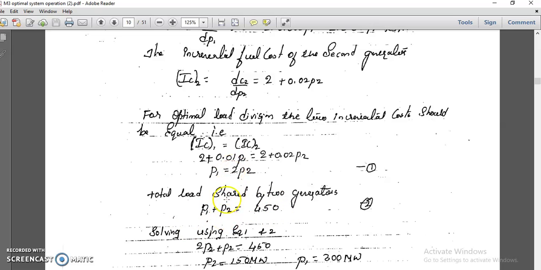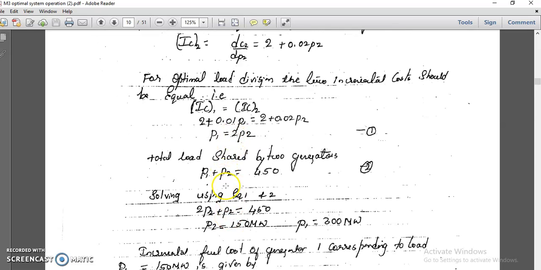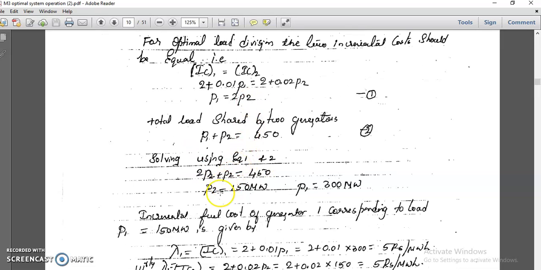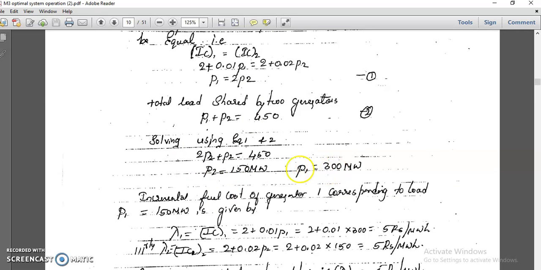So take the two equations and substitute here. We got two simultaneous equations. One will be this one, and another will be this one. The total demand will be P1 plus P2. Now equate both. We are getting P1 equals 300 megawatt and P2 equals 150. We got P1, P2. Then what is the value of lambda here?